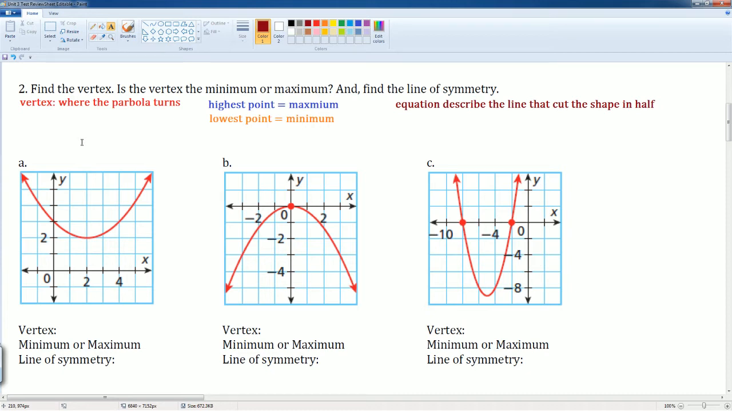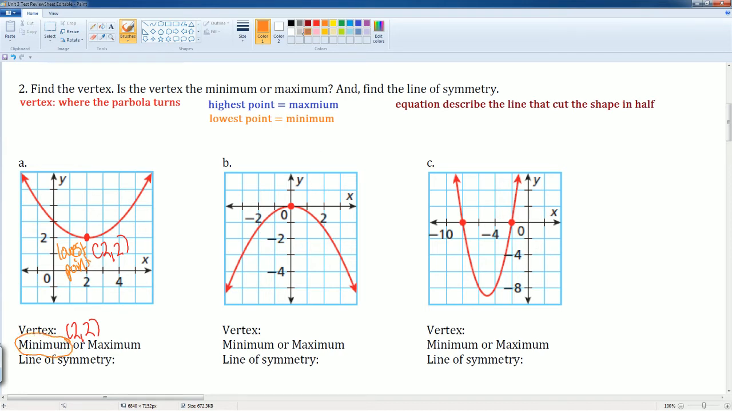Let's go to A. In red, I'm going to be marking down the parabola. The vertex is right here, and it is this point of 2, 2. It is going to be the lowest point here because you cannot go any lower. Therefore, this becomes the minimum.